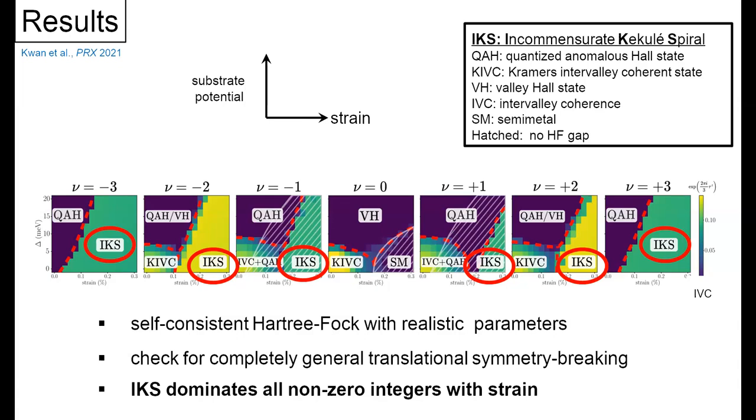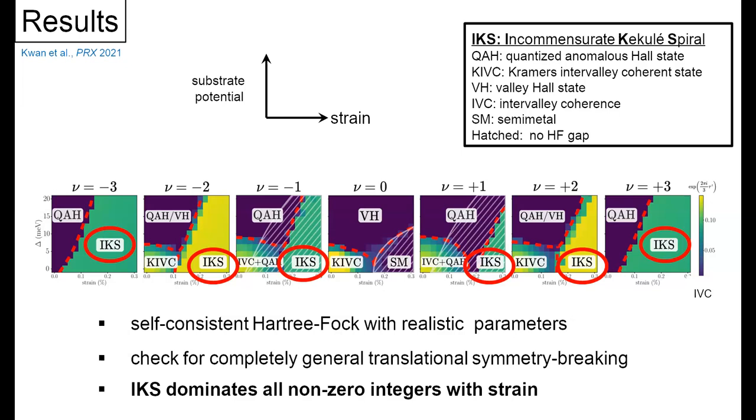In the white hatched regions, there's actually no Hartree-Fock gap, although we can tell you what the Hartree-Fock ground state is, but it's not a gapped system. The white hatched regions are here, here, and here. And you notice those line up with the cases which are semi-metallic in the experiment, which is nice. What's been circled here is IKS, which stands for the Incommensurate Kekule Spiral. This seems to be fairly ubiquitous in the experiment whenever we have a little bit of strain. It certainly doesn't show up at charge neutrality, but it shows up here, here, here.